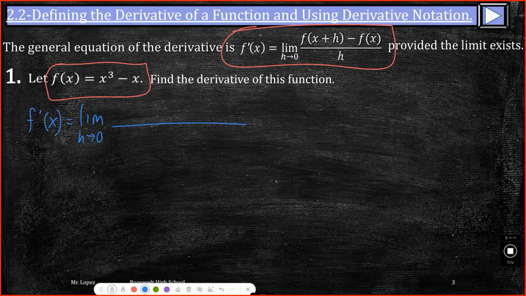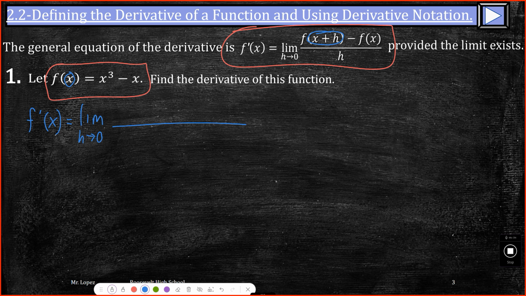Here we go. Should we go step by step? Let's do this step by step. Look, what we're doing here is we're plugging in for x. What are we plugging in for x? We're plugging in x plus h. So wherever you see an x, you're going to plug in x plus h for this first part.